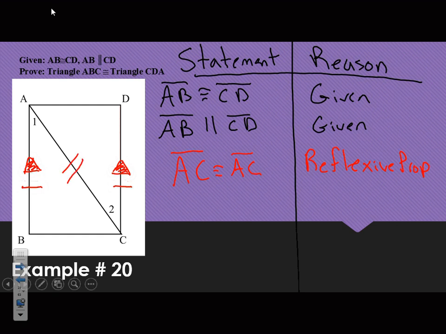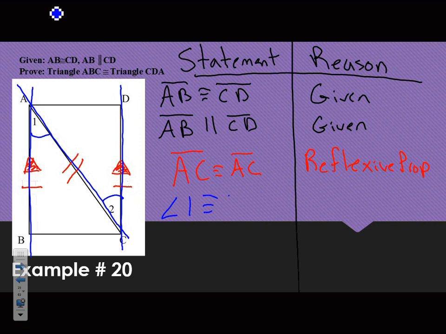Now once again, I have parallel lines cut by this transversal. And now we can use alternate interior angles again. I'm going to use these ones because I gave numbers for it. So I'm going to say angle 1 is congruent to angle 2, and my reason is alternate interior angles are congruent.